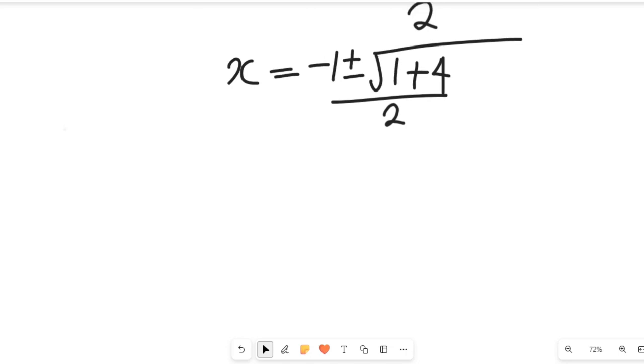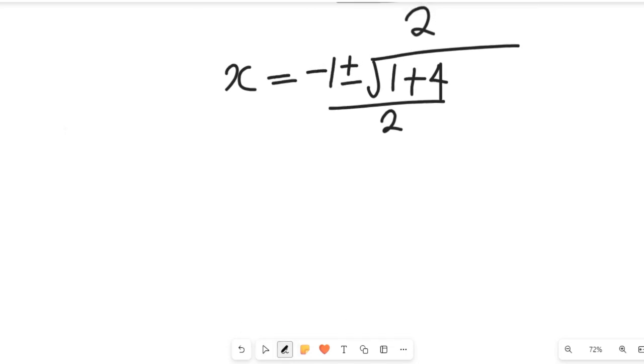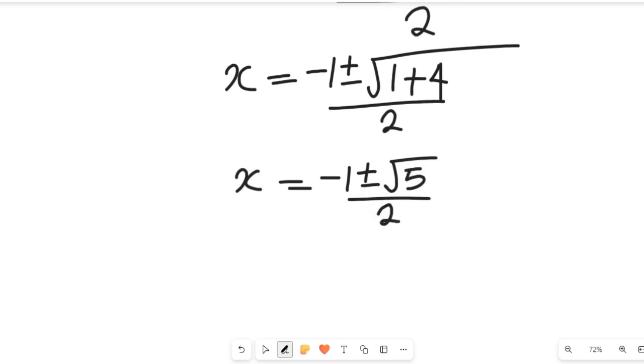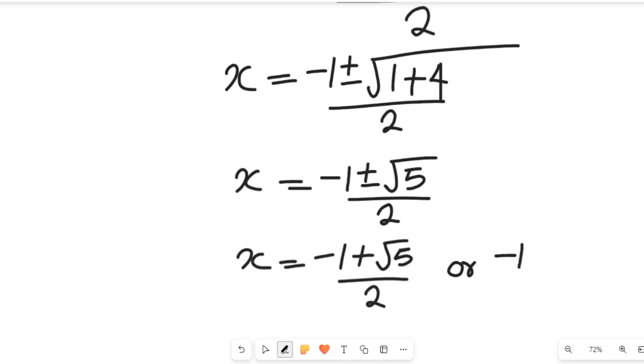When we simplify this, we see that x is equal to minus 1 plus or minus square root of 5, divided by 2. So if we simplify that, we'll have x equal to negative 1 plus square root of 5 divided by 2, and we'll also have negative 1 minus square root of 5 divided by 2.